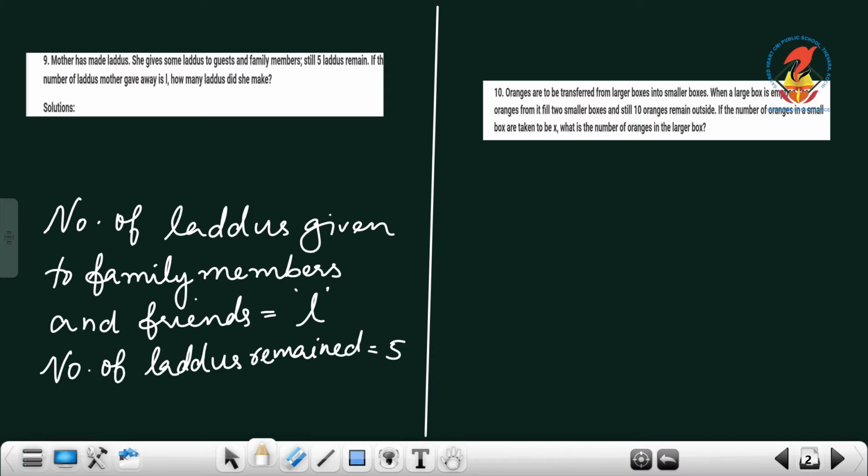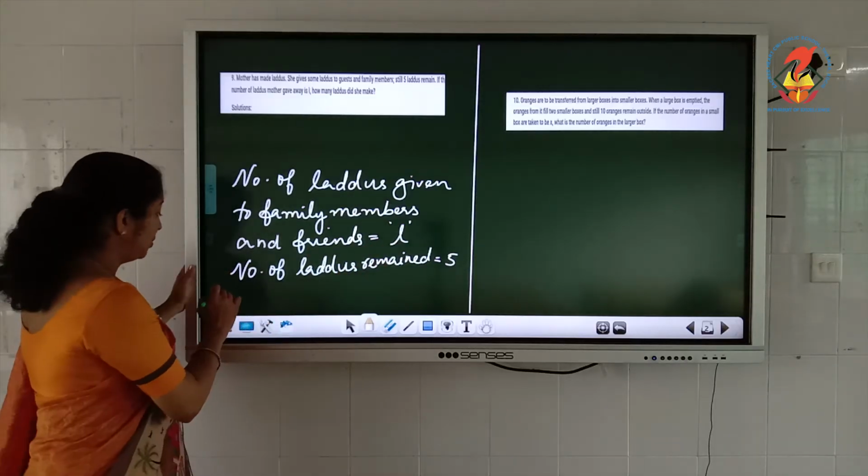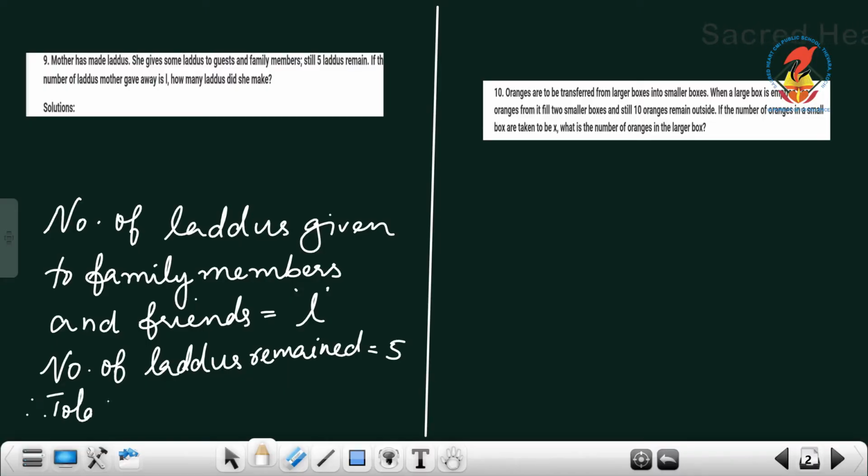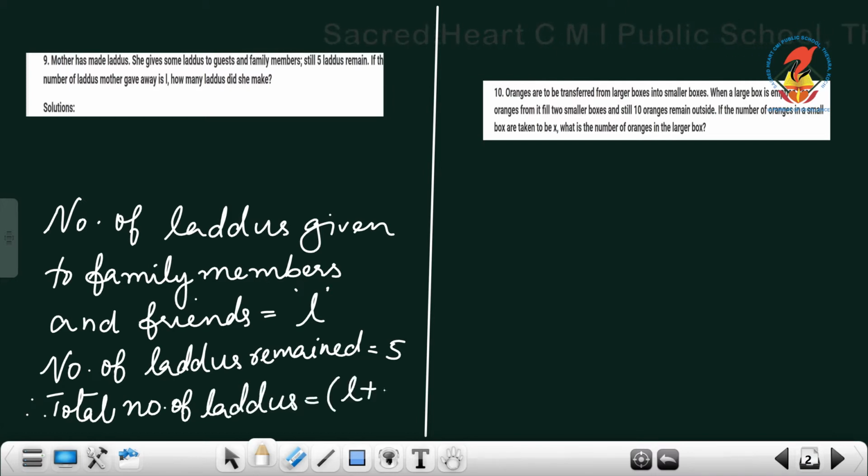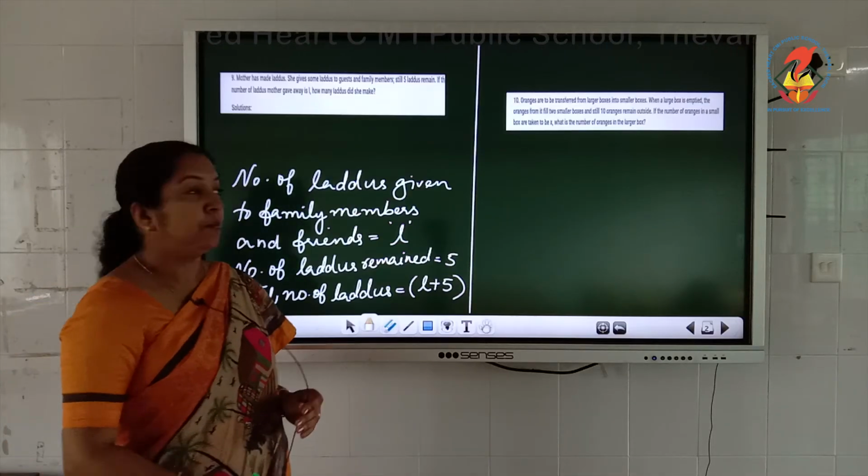She made L plus 5. Therefore, total number of laddus is equal to L plus 5.